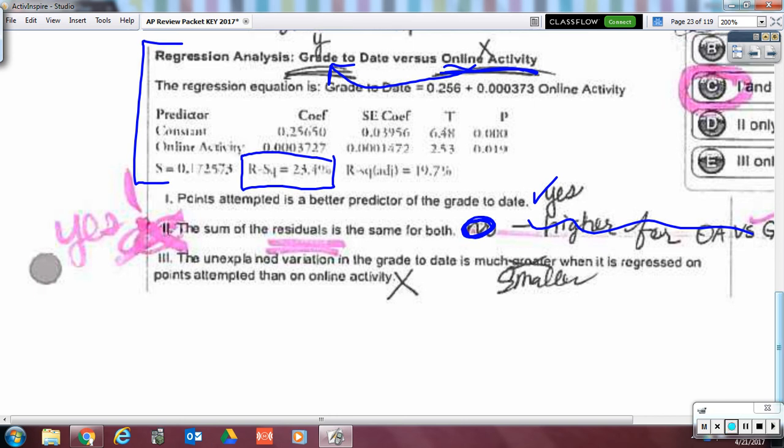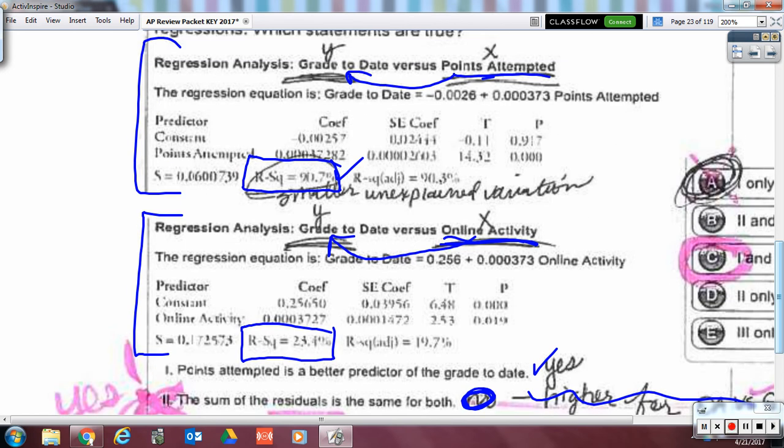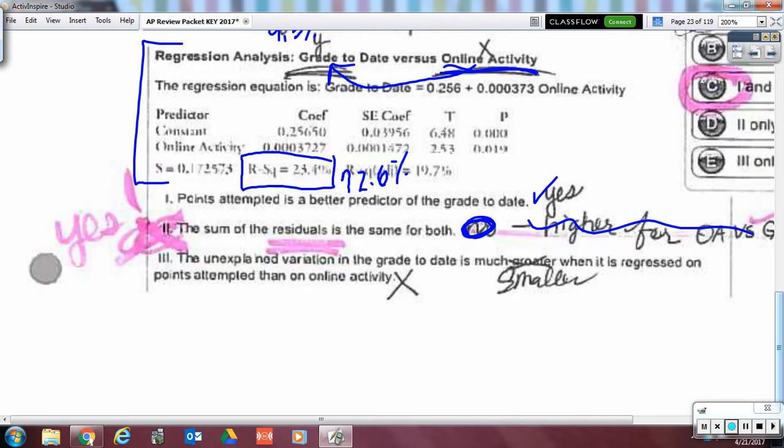And the last one, unexplained variation. Okay, let's figure that out real quick. How much is this unexplained variation? 9.3%, and this one's like 70, is it 2.6 or something? I can't tell that number. Which one does it say is bigger? Oh, that's wrong. It's way different, so we don't have to worry about the nitty-gritties of it. Unexplained is bigger for points attempted than online activity, and that's not right.